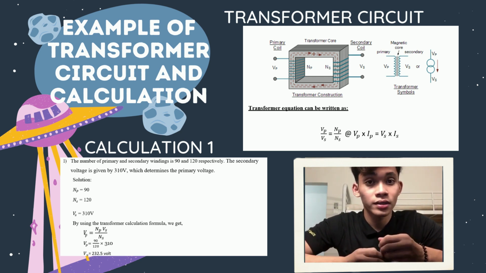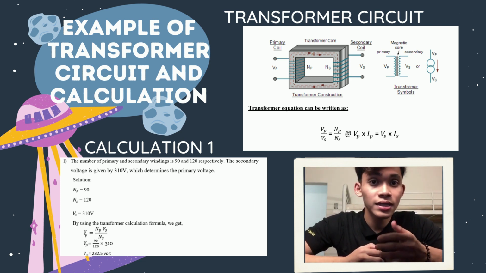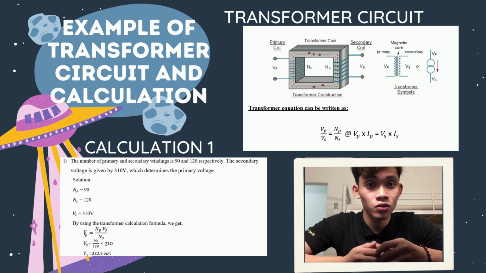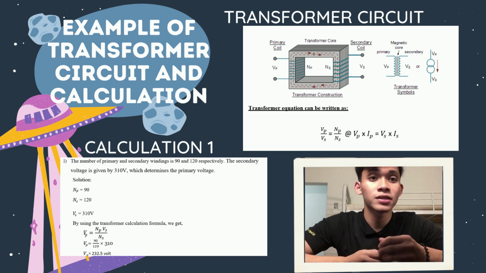For question 1, he already gave us Np, Ns, and Vs. So he asked us to find Vp. By using the transformer formula, which is Vp equal to Np over Ns times Vs, we got 232.5 volts.